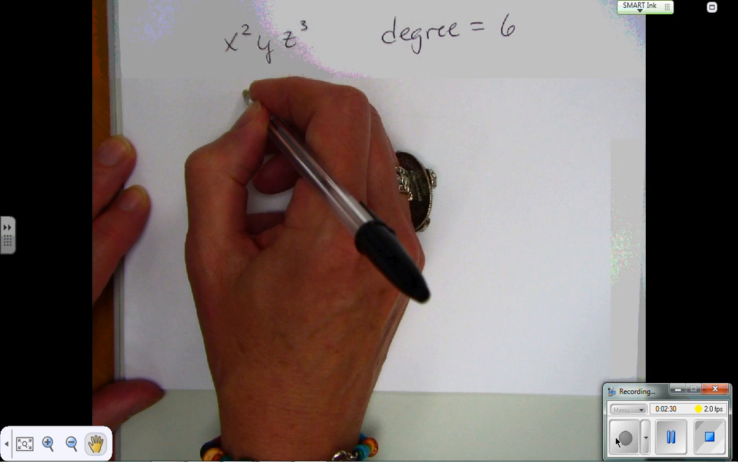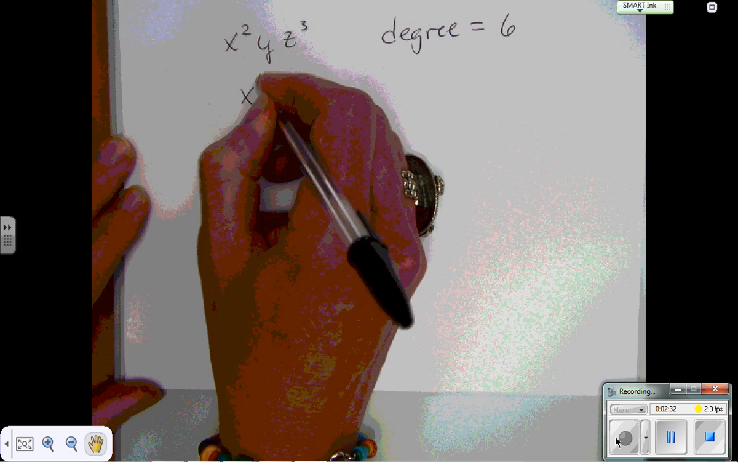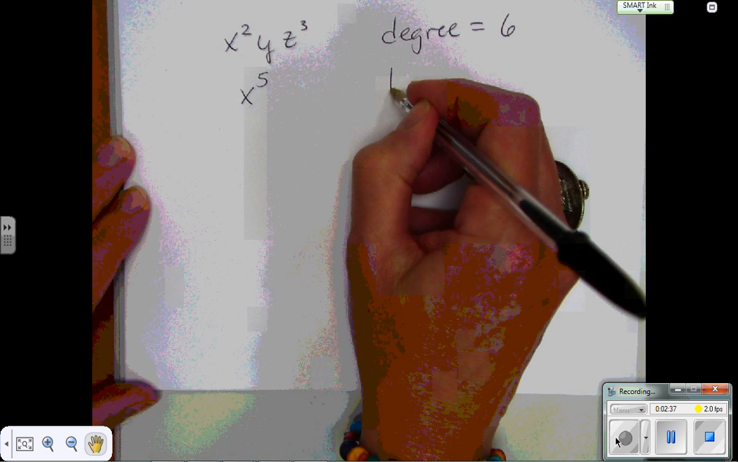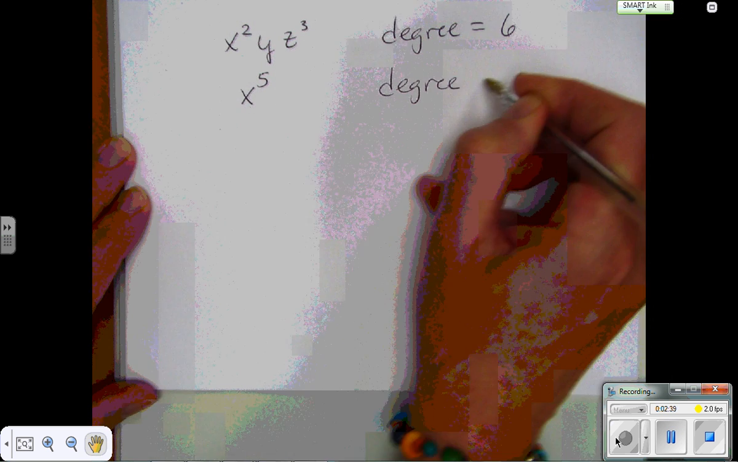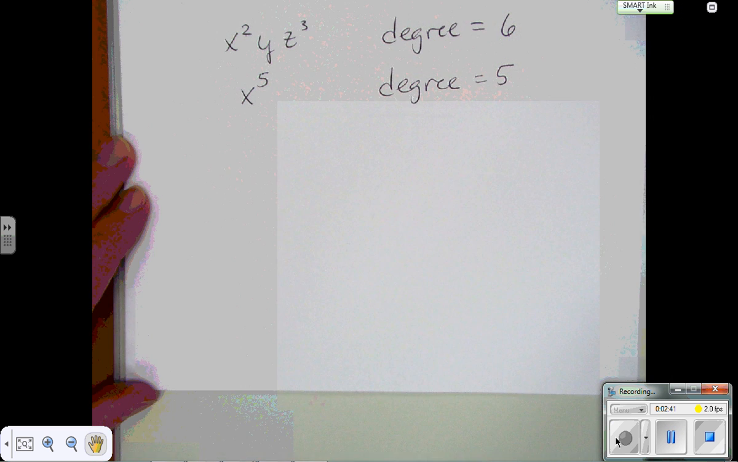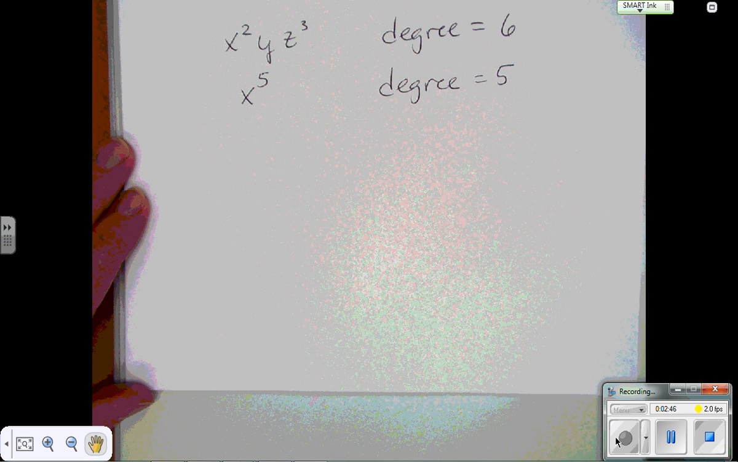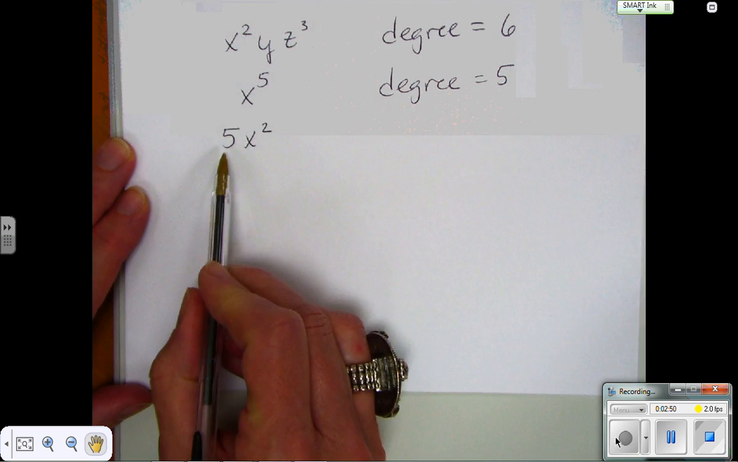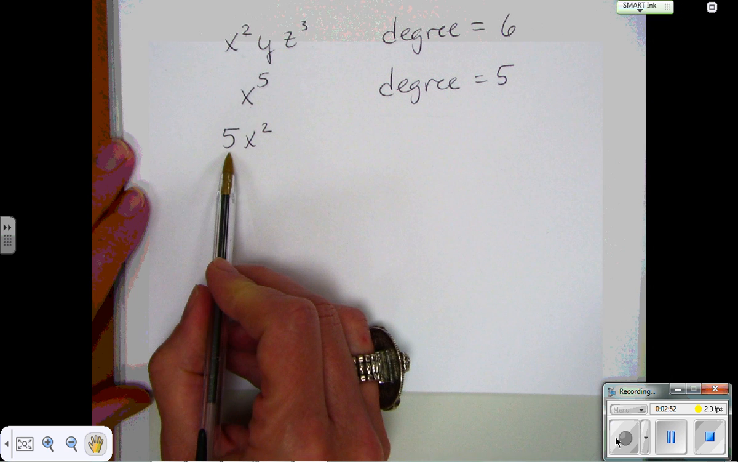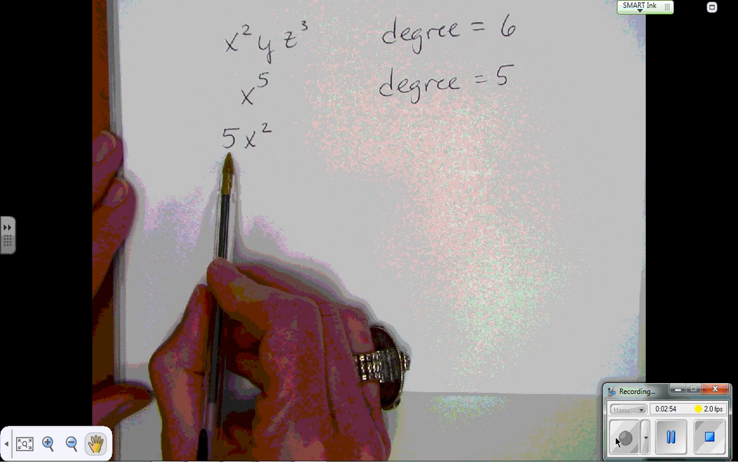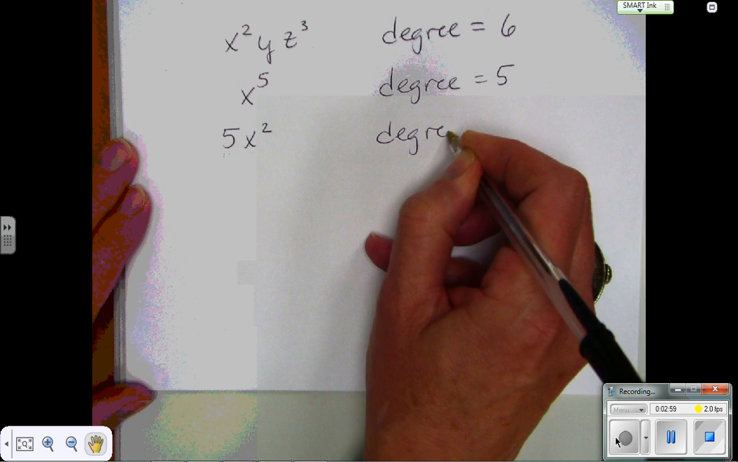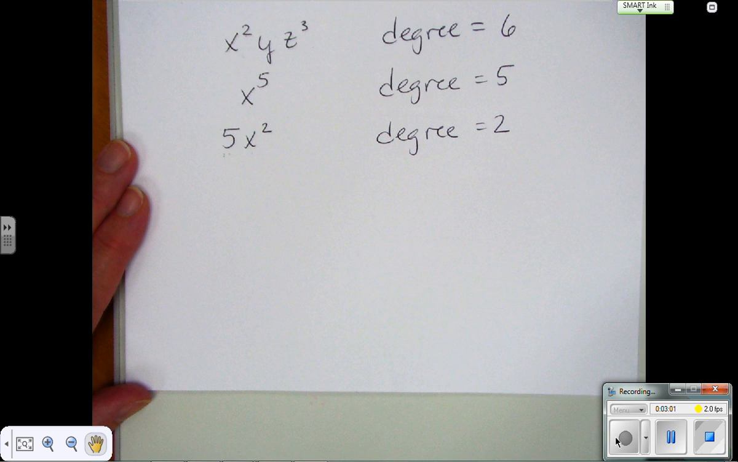If you have just one variable raised to a power, like x to the fifth, then the degree for this monomial is 5. So it's just the exponents added together if it's more than one variable. A constant number, if you have like a 5x squared, that coefficient doesn't have a degree. So you wouldn't add a 1 or anything for that coefficient. It would just be 2. You don't count the coefficient. It's just the degrees on the variables.